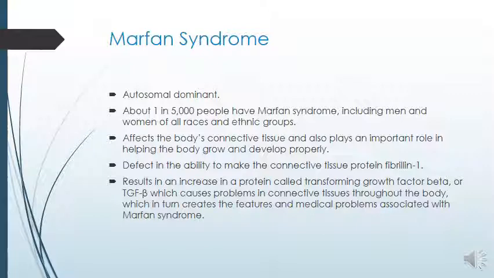Marfan syndrome we've looked at before, just going over a few points about it. Autosomal dominant, about 1 in 5,000 people have Marfan syndrome, including men and women of all races and ethnic groups. It affects the body's connective tissue and also plays an important role in helping the body grow and develop properly. There's a defect in the ability to make the connective tissue protein fibrillin 1. This results in an increase in a protein called transforming growth factor beta, or TGF beta, which causes problems in connective tissues throughout the body. This in turn creates the features and medical problems that we associate with Marfan syndrome.